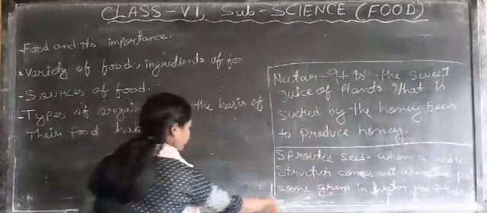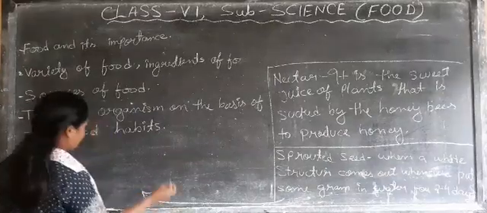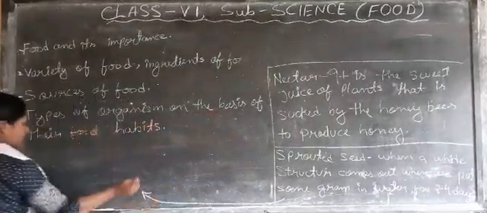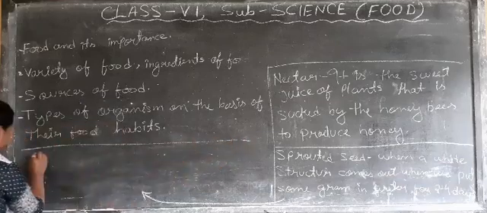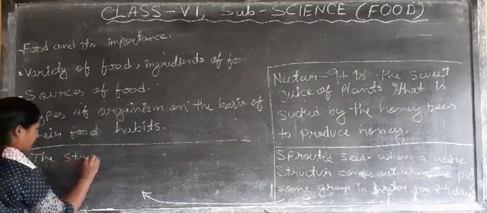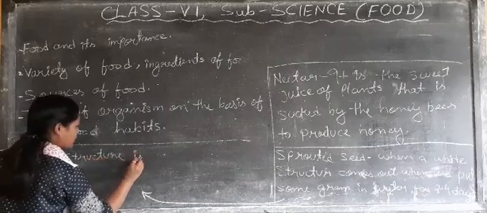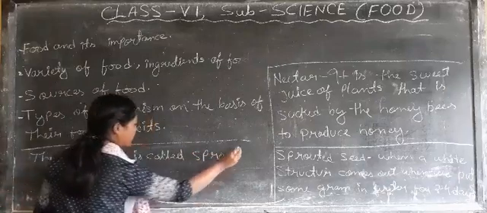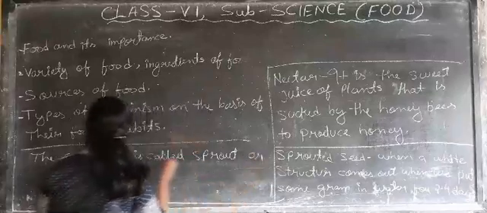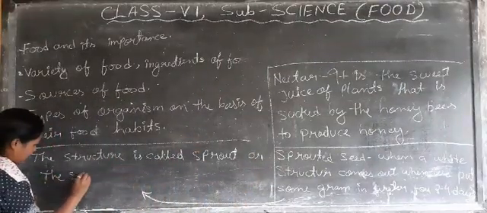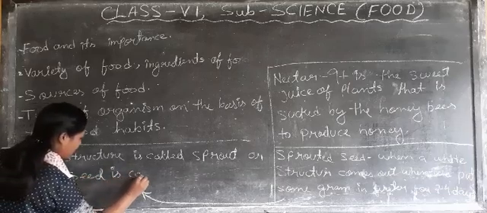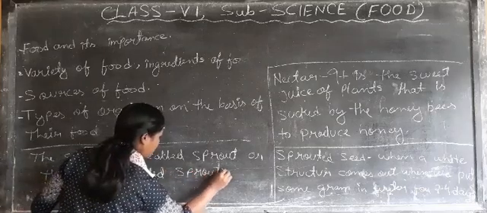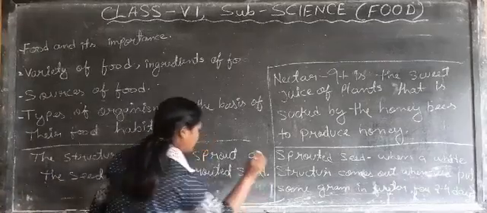When the white structure comes out after you put some gram in water for 2 to 3 days, the structure is called a sprout or sprouted seed.